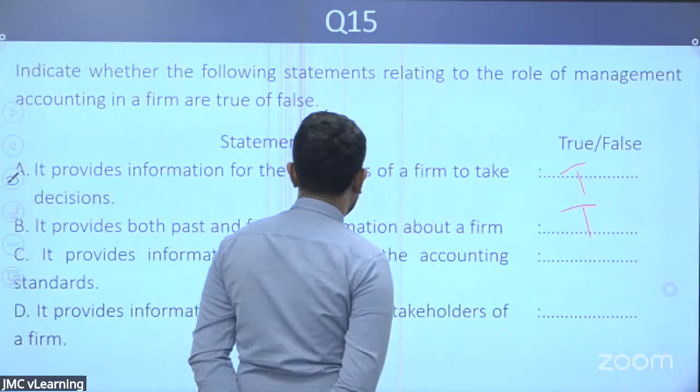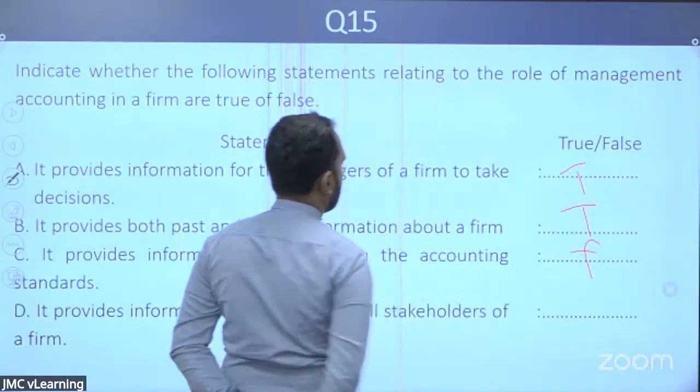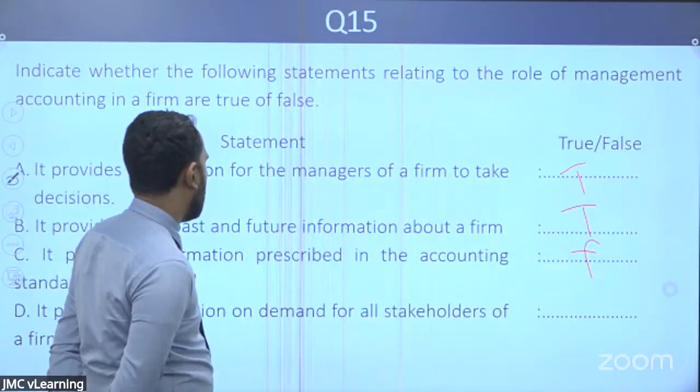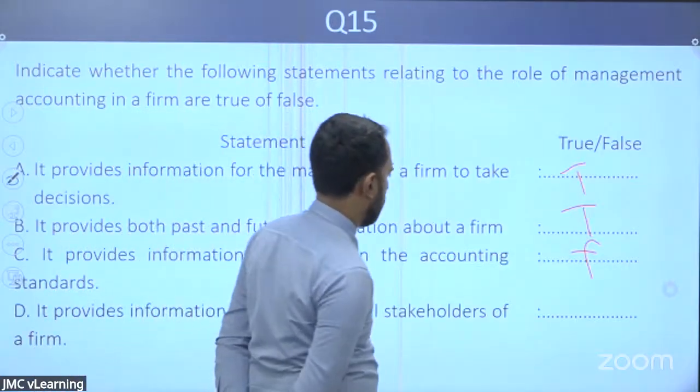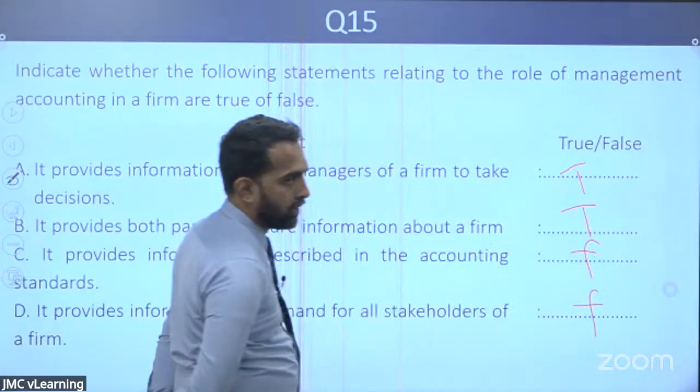It provides information prescribed in accounting standards. We don't have accounting standards for management accounting. It provides information on demand for all the stakeholders. No, we don't provide for all the stakeholders in management accounting.